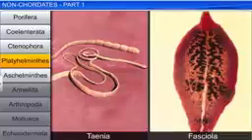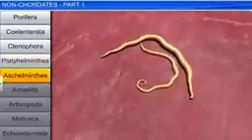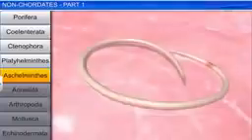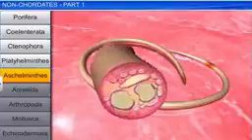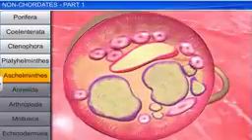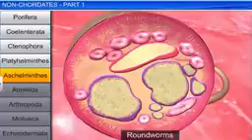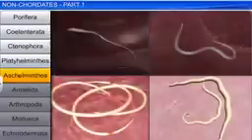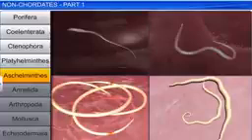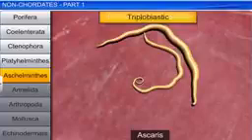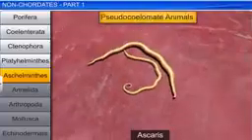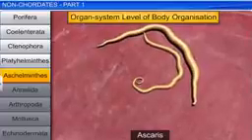The next phylum under non-chordates is Aschelminthes. Unlike flatworms, these animals have a circular body when seen in cross-section, and hence are called roundworms. They may be aquatic or terrestrial, free-living or parasitic in plants and animals. They are bilaterally symmetrical, triploblastic, pseudocoelomate animals with organ system level of body organization.